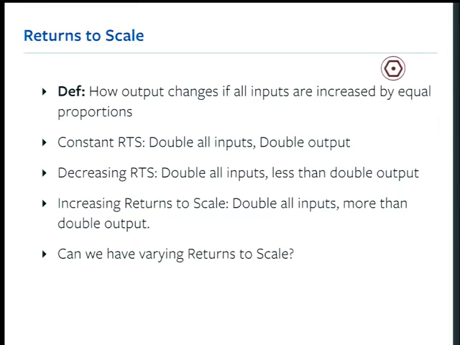They come in decreasing returns to scale, constant returns to scale, and increasing returns to scale. Easy to remember. So constant returns to scale are production processes where if you double all inputs, you double all outputs. This is the potato salad production function.